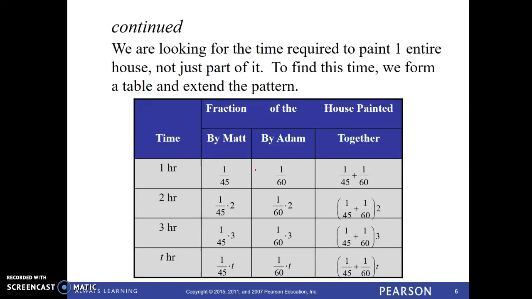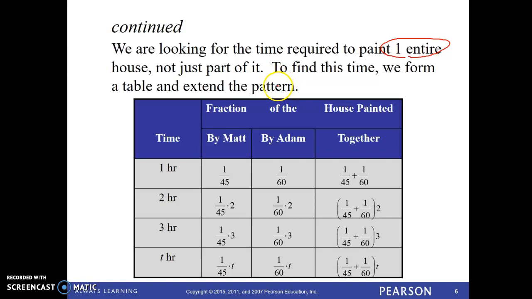So what we're going to do is look for the time required to paint one entire house. That's the key right there. We want to know one. Whenever we do work problems, we're going to have it equal one, and that refers to one complete job. Not just part of it, but the whole one. To find this time, we form a table and extend the pattern.